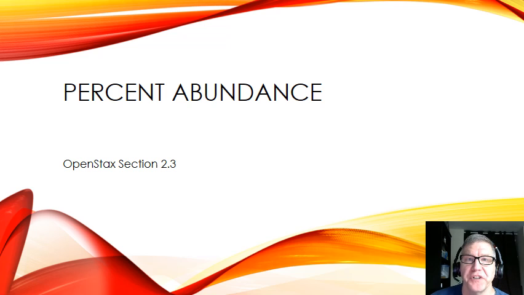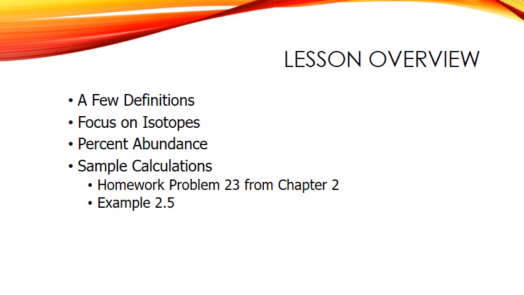In this lesson, we're going to talk about percent abundance from OpenStax section 2.3. We'll go over a few definitions. We'll focus on what an isotope is, talk about percent abundance and how to find it, and then work some sample calculations. Homework problem 23, which is assigned from chapter 2, and then example 2.5.